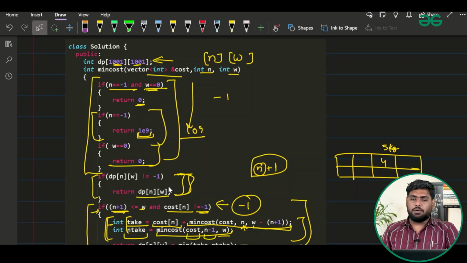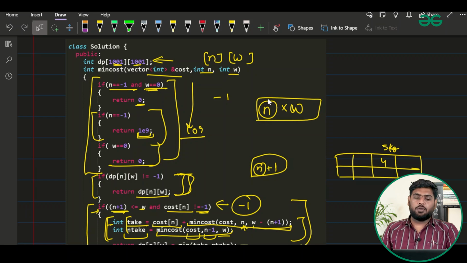Now talking about the complexity, it is going to be n cross w, because we are making all the choices possible and we are optimizing it using some space that we are taking here. Okay, we are making all the possible choices.